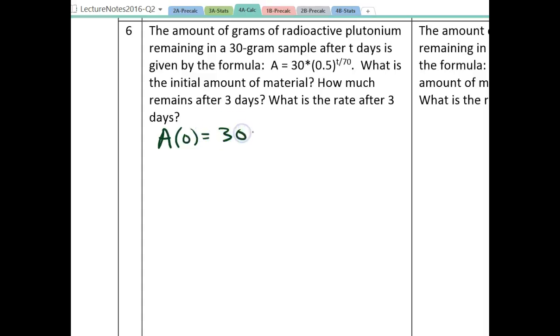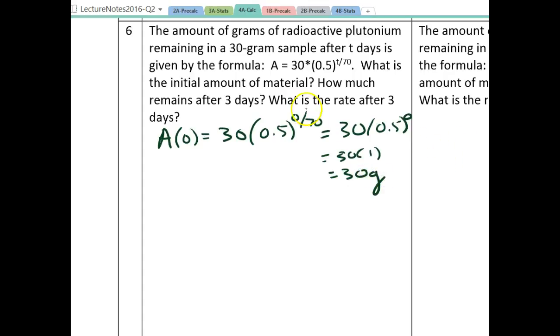And so we plug in 0 for t. So 30 times 0.5 to the 0 over 70. Well, that's 30 times 0.5 to the 0 power, and that is 30 times 1. And so the answer is 30 grams. And that's pretty obvious. You just see here, you know this is going to go to 1 when t is 0. So that's the initial amount.